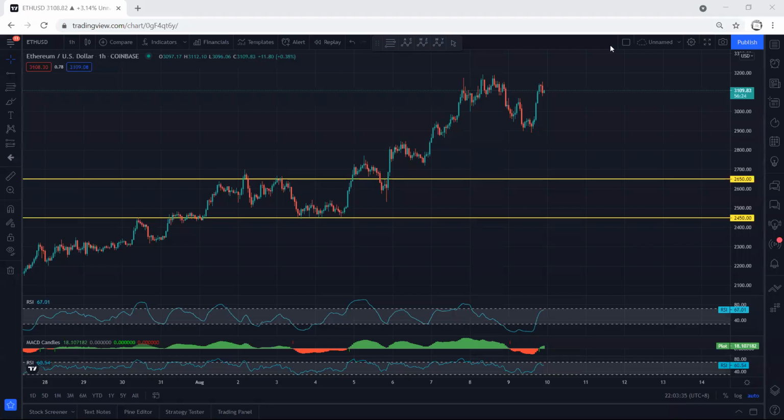ETH, we start with the 1 hour chart. If we refer to our analysis in my last video, since the price was within here, we mentioned we're looking for continuation. This is what we got.